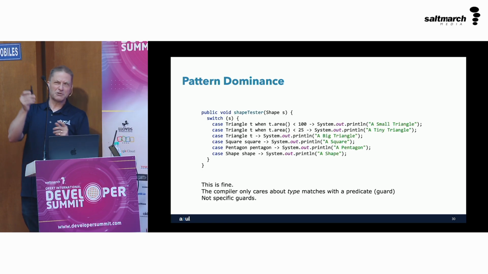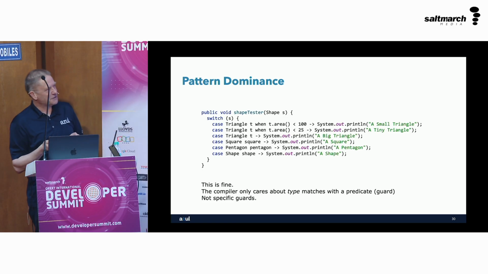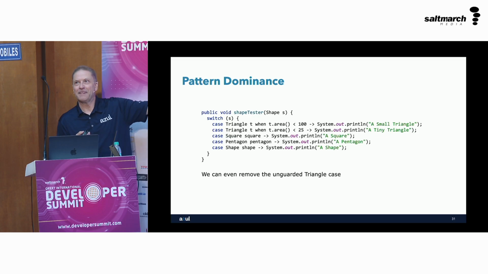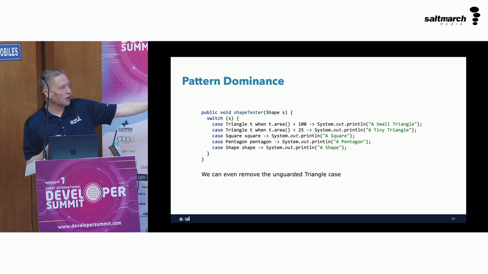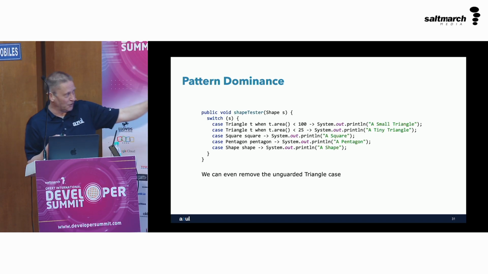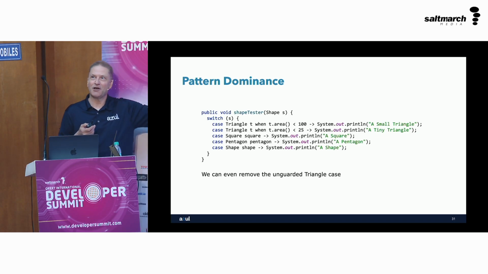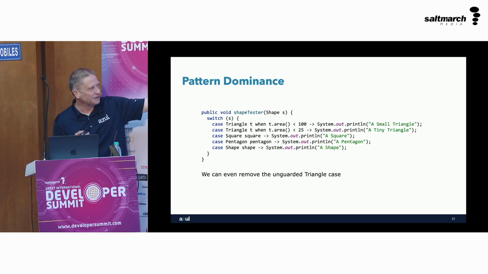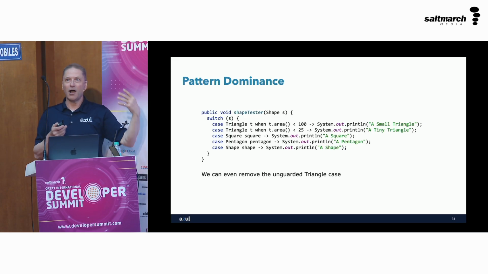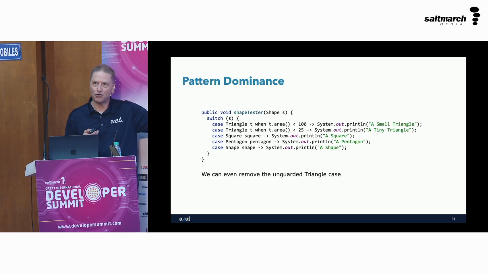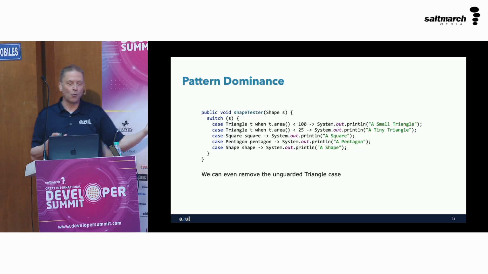And in fact, you kind of stole my thunder there a little bit, because the next one is we can actually remove the triangle completely. And if we remove the triangle completely and only have two guarded patterns, this will still work quite happily. Why will it work? Because shape is the superclass of triangle. So even though we've got guarded triangle patterns here, the fact that we don't have an unguarded triangle pattern means the compiler won't complain, because it knows that it can match a triangle against shape. So that will still work.